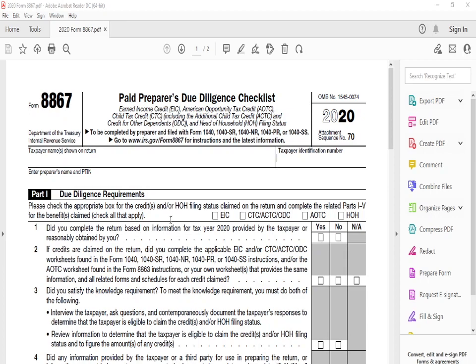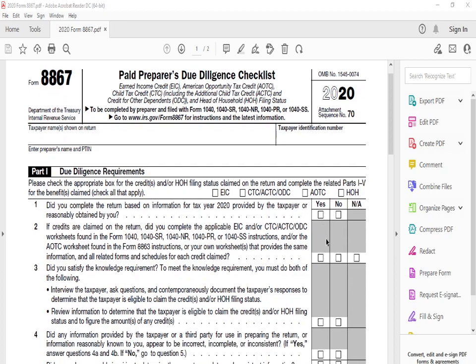Due diligence requirement. Usually your system should tell you which one you're using. If you're applying for the child, it should be earned income credit and child tax credit. If you're only doing head of household, it should be head of household. Whichever it is, these questions will be listed from there. So question number 1 clearly states, did you complete the return based on information for tax year 2020 provided by the taxpayer or reasonably obtained by you? Yes or no? It should be yes. There's no reason to be no.